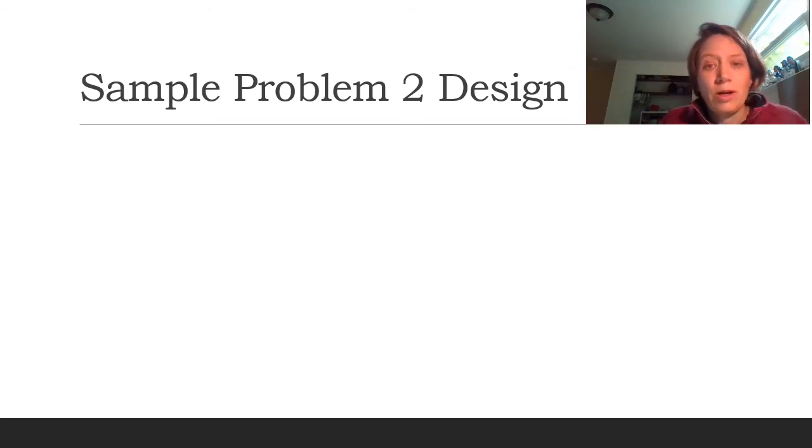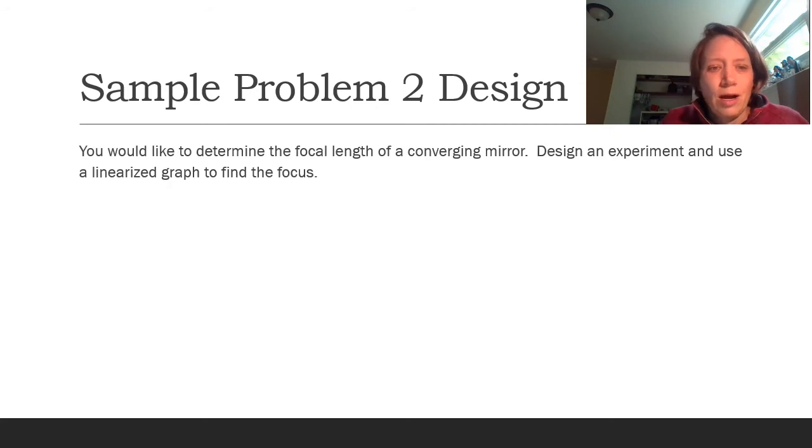And this one's from the current unit in optics. So the question is, you would like to determine the focal length of a converging mirror. Design an experiment and use a linearized graph to find the focal length. Okay, so I'm expecting you guys to take some data. What kind of data would we be taking? Produce a graph that somehow is a straight line, and use that straight line graph to figure out the focal length.